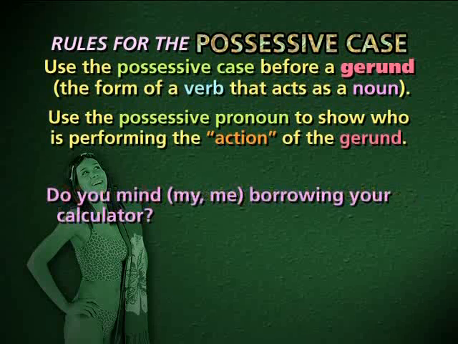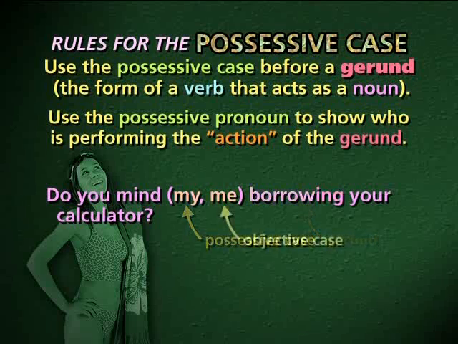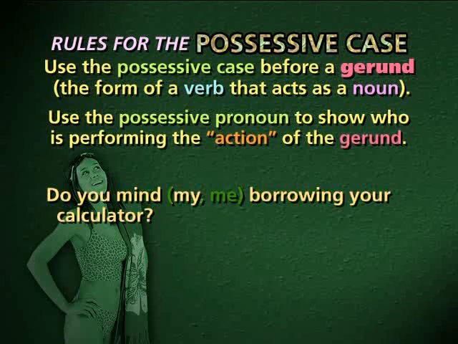Last one, do you mind my or me borrowing your calculator? Borrowing is my gerund, so I've got to find something in the possessive case, and that would be my borrowing, because me is in the objective. Now be careful here because it may not sound right to your ear because you're used to hearing it wrong. So if you're not sure, rather than going by your ear, go by the correct form. Take a look at the sentence and say, okay, I've got a gerund here. Figure it out structurally, and you'll be correct.